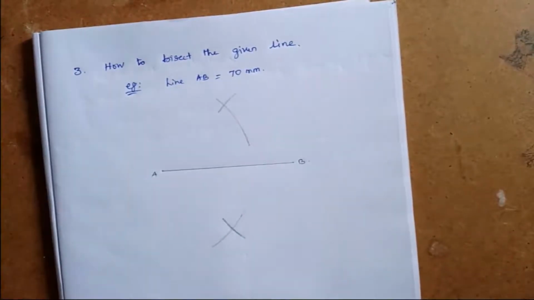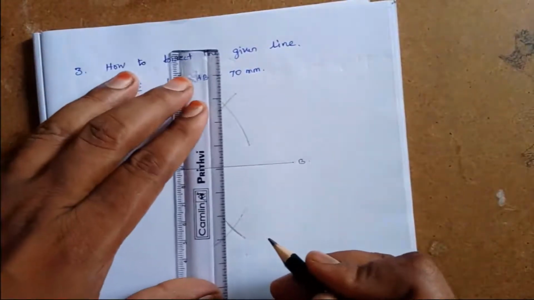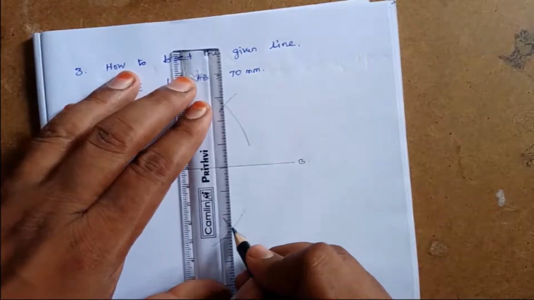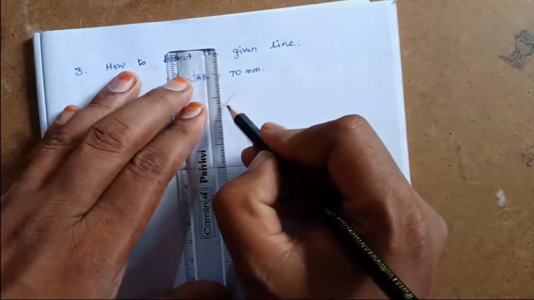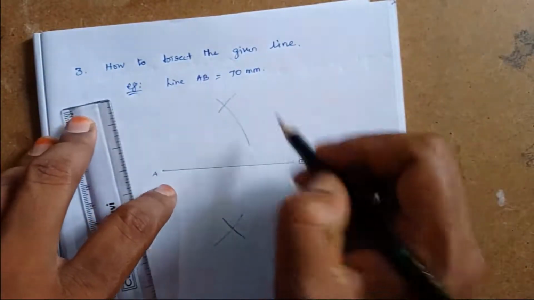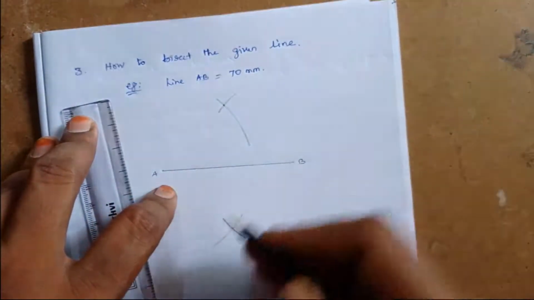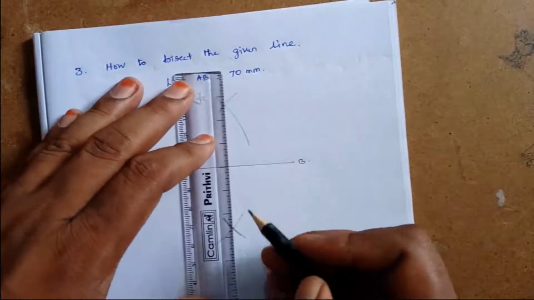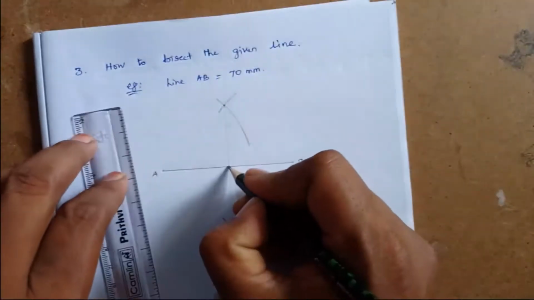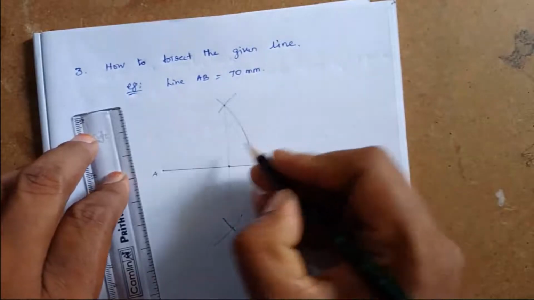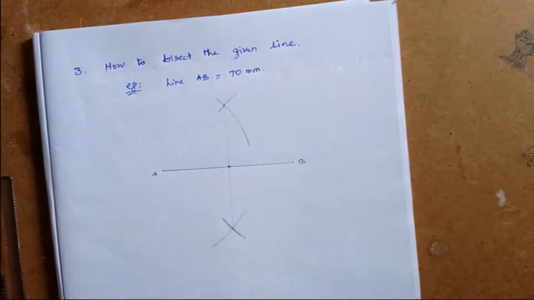After putting the arcs on either side of AB, you will get the intersecting points above the line AB and below the line AB. Just draw the light line and this point will be the bisecting point. This is a very easy step, how to bisect the given line.